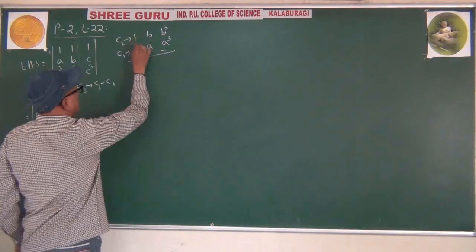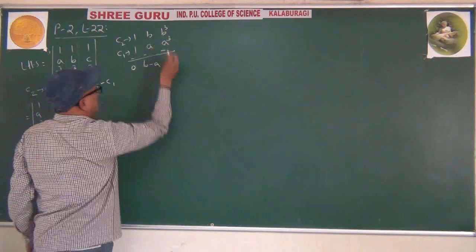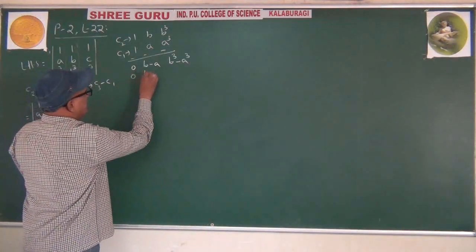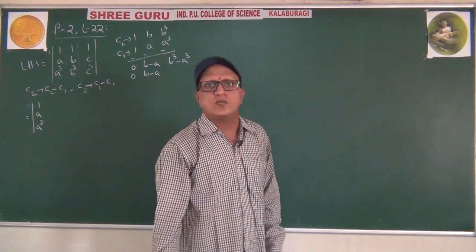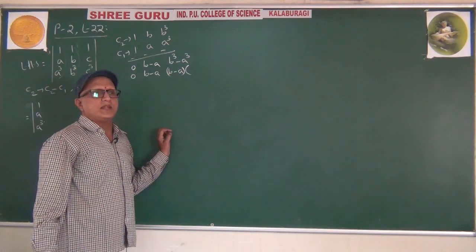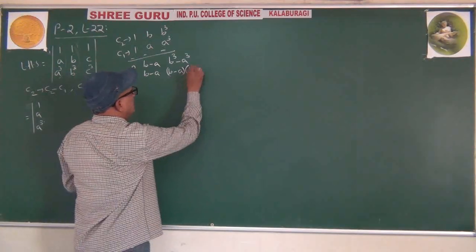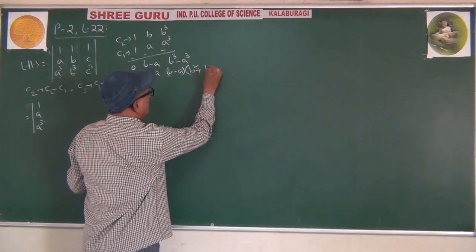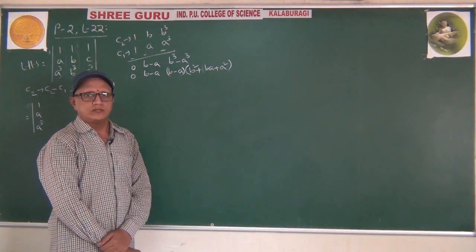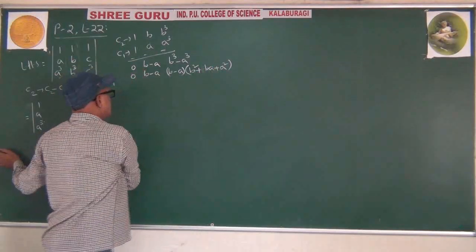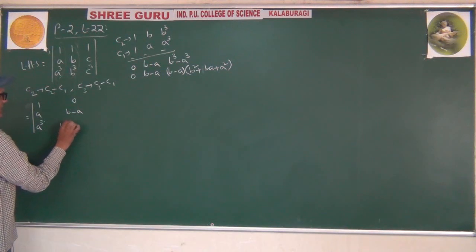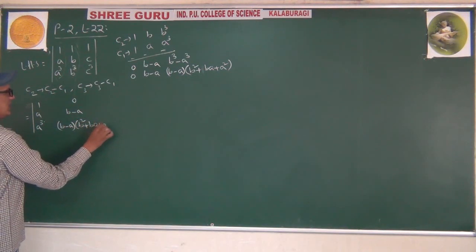Subtraction. 1 minus 1 is 0. B minus A. B cube minus A cube. The formula starts with B minus A into B plus A whole square formula, without the 2. I already told the trick; same trick I am explaining. So 0, B minus A, into B square plus BA plus A square.